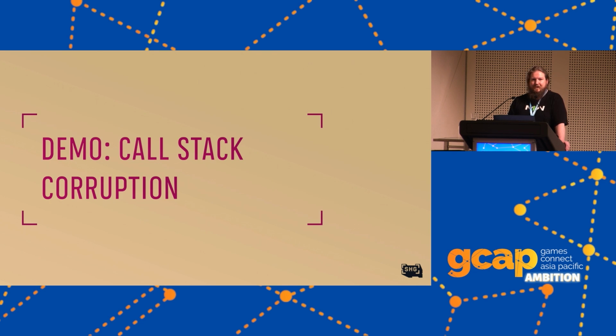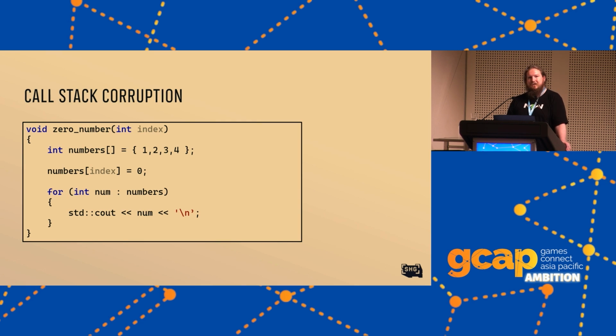So now let's start getting into the meat of this talk, the demo and some call stack corruption. So this is the function that I'll be primarily using for corrupting the stack. It's a function called zeroNumber that takes in an index, and using that index it'll set a number within an array of 4 elements to 0, and then it will loop through that array, printing out each of those numbers.